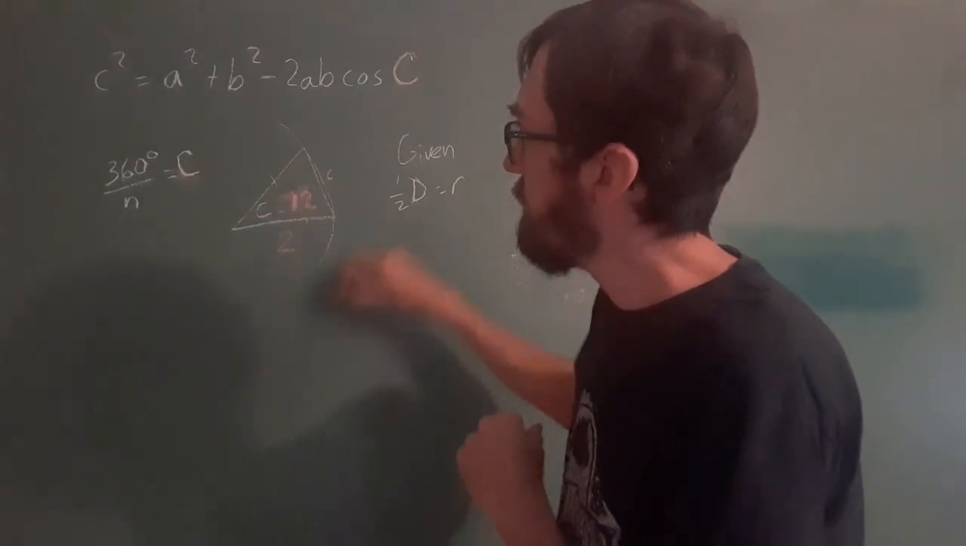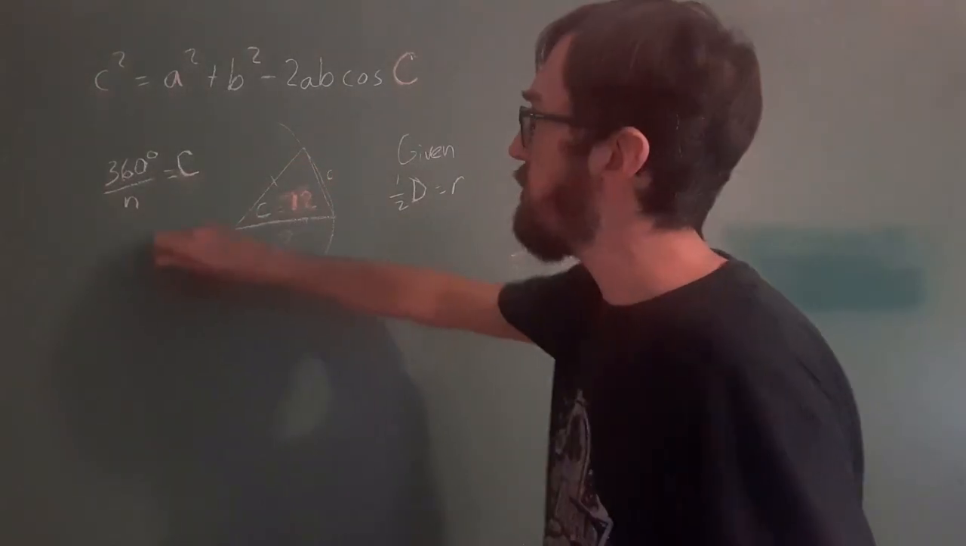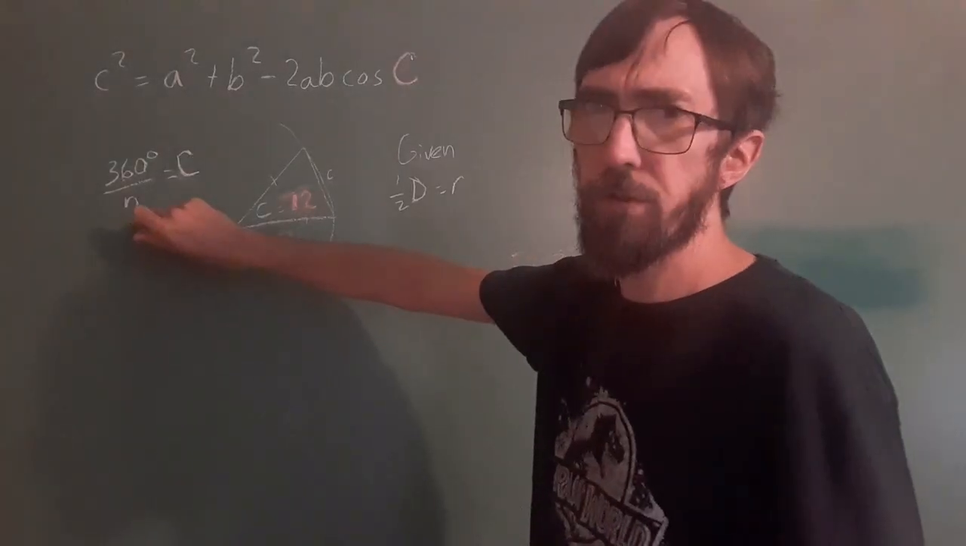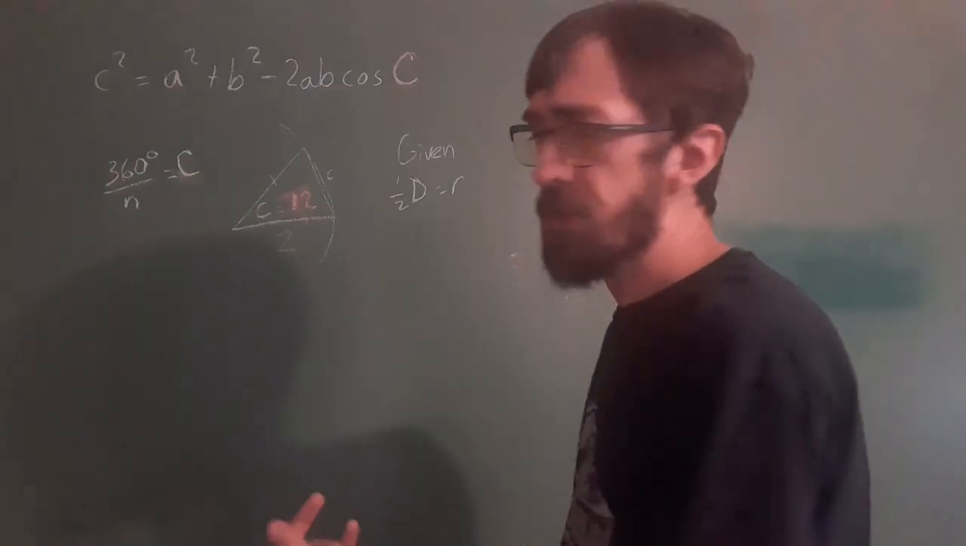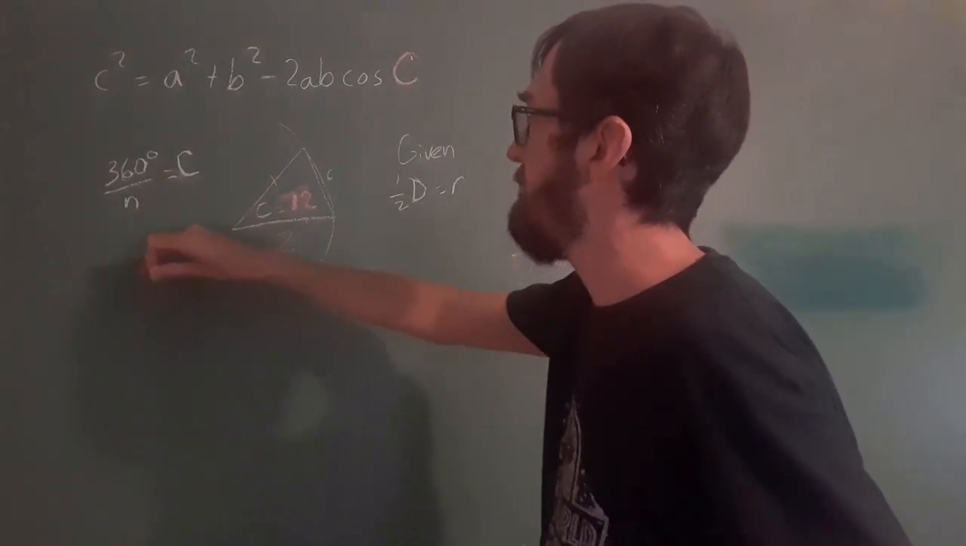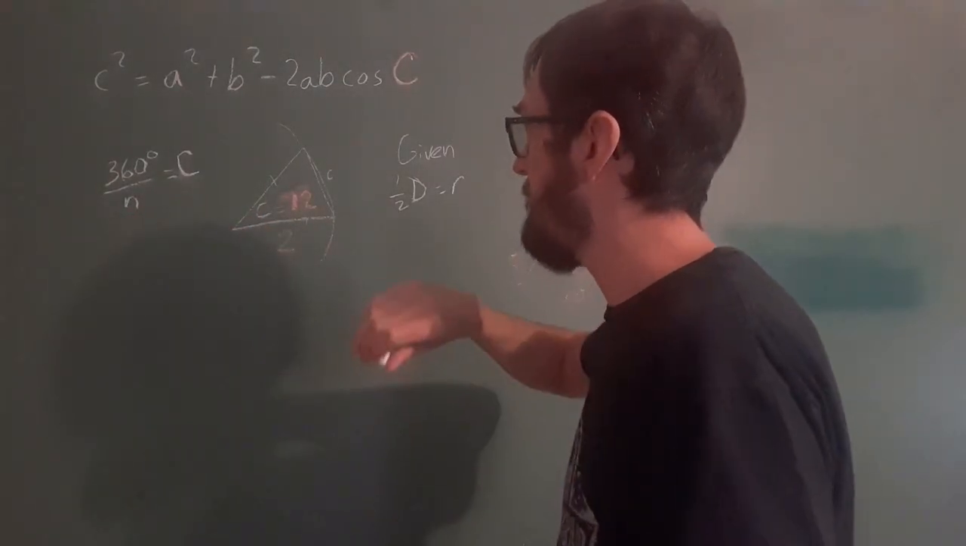Working with degrees, 360 degrees is the entire circle, so what we're dividing by is the number of bolts that we need to drill for. In this case, it's 5. So 360 divided by 5 is going to be 72.